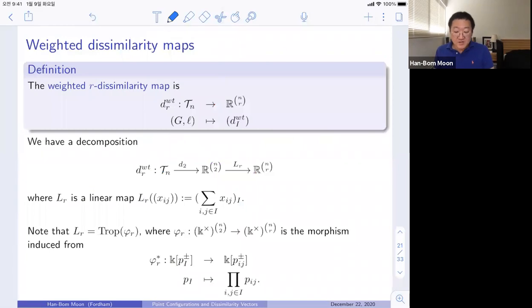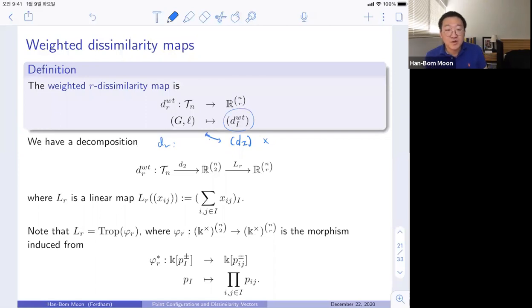Okay, so now we can make a weighted variant of the dissimilarity map. So this is the definition of D_R. We are not going to use this one. Instead of that, we are going to use the weighted variation of the dissimilarity vector. Then my claim is that this behaves very well in many different regions.